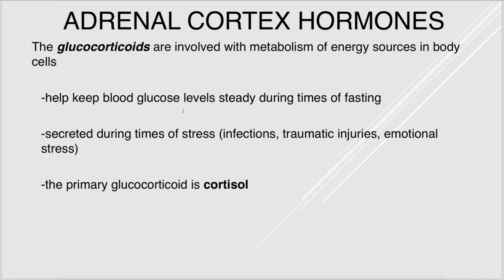Okay, so the glucocorticoids, mostly involved with energy metabolism, especially glucose. Okay, so along with things like insulin and glucagon, they help to keep glucose levels steady. They're also going to be secreted during times of stress, any stress, physical stress, emotional stress, infections, anything like that will cause the release of these glucocorticoids, most specifically cortisol. Cortisol is sometimes called the stress hormone.